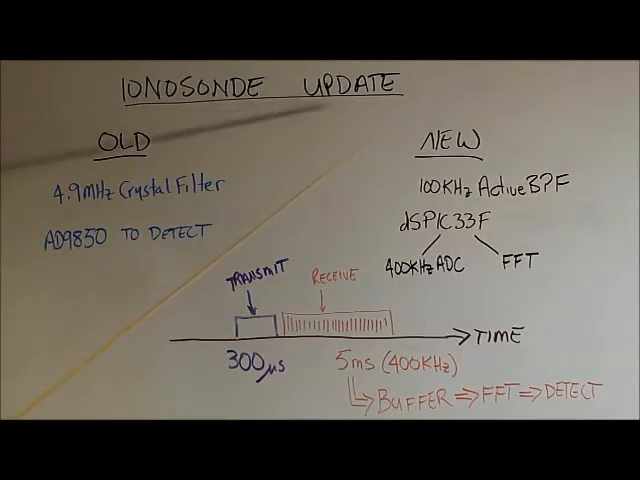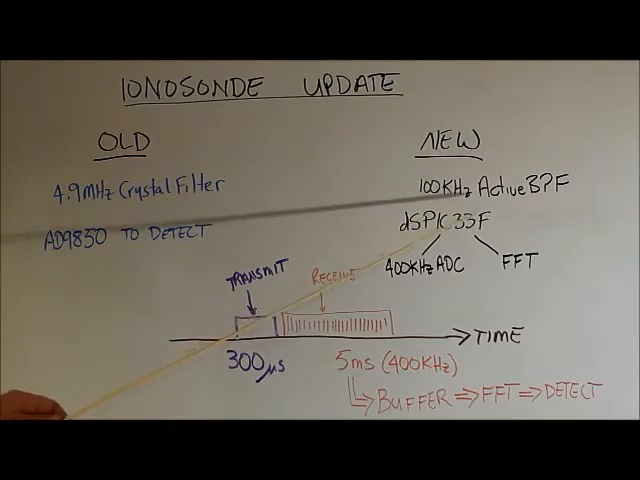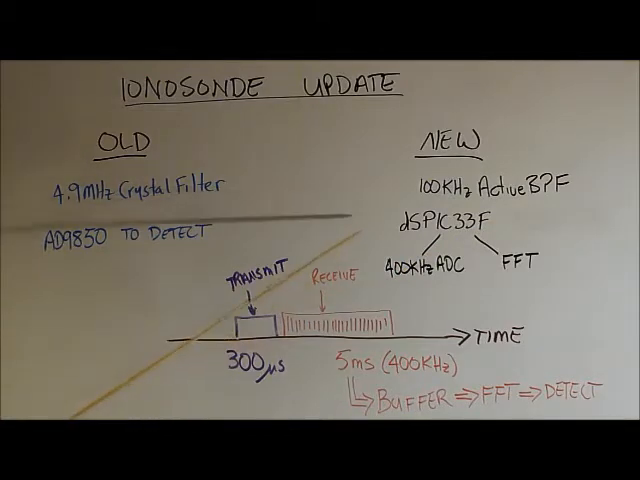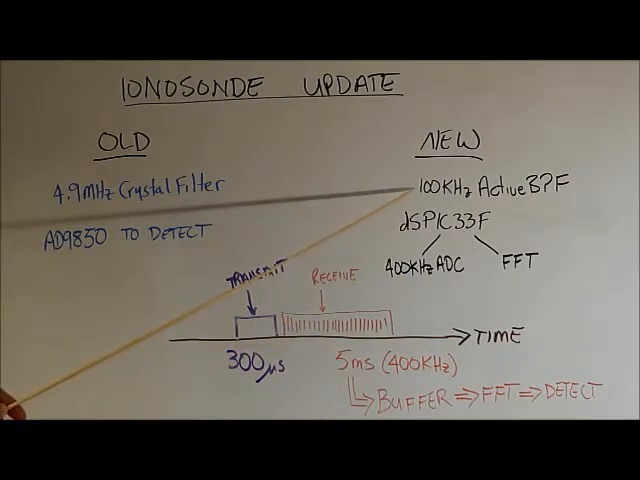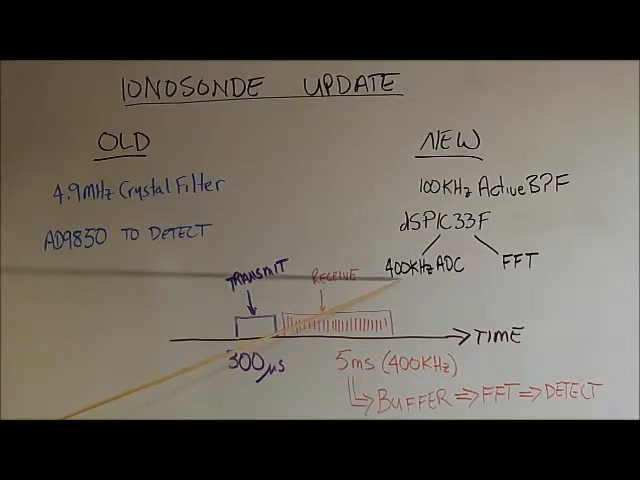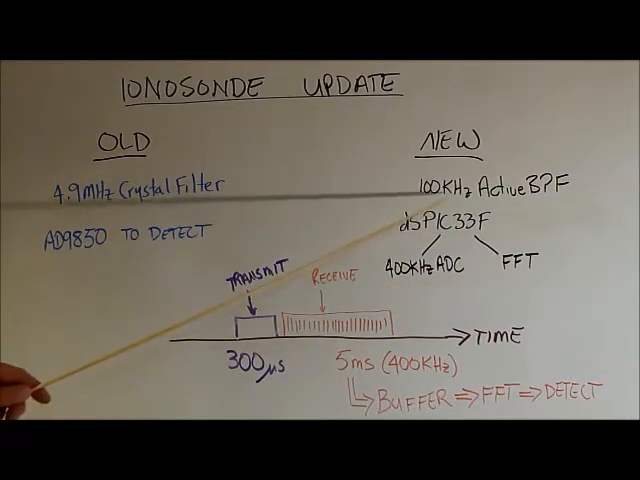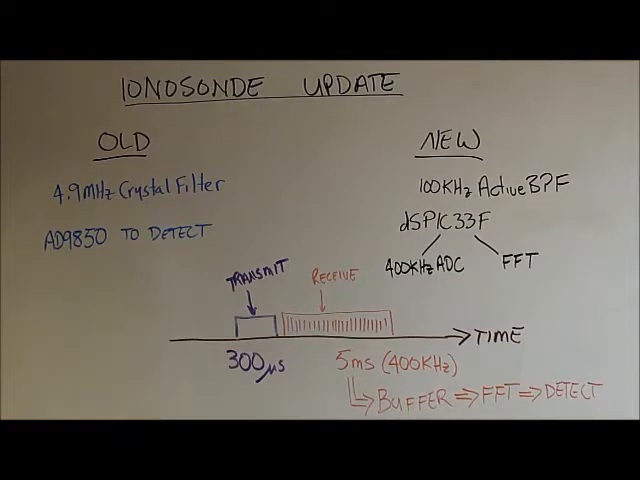I was also planning to use a 809850 to detect the 4.9 megahertz signal. So with the new prototype, I'm now using a 100 kilohertz intermediate frequency, and I've switched over to an active bandpass filter, which is using a set of op amps. I'm also using a DSPIC33F, which has a high-speed ADC, and currently I'm sampling at about 400 kilohertz, which is four times the intermediate frequency, so I'm well above the Nyquist limit. I'm also going to be doing an FFT on the data that's collected to detect the 100 kilohertz frequency.